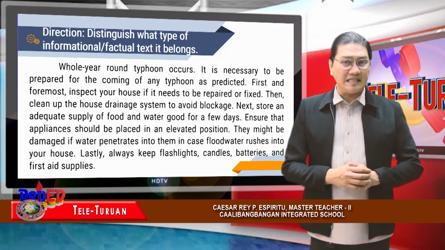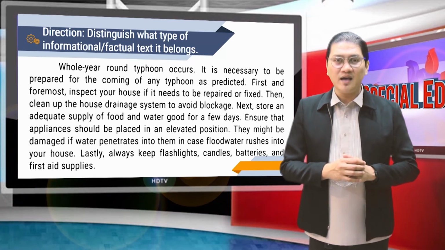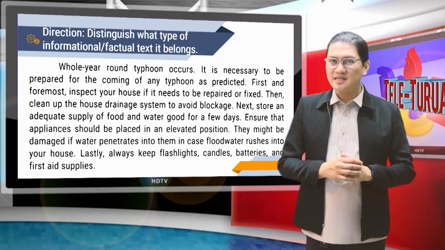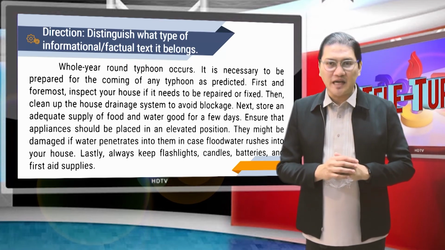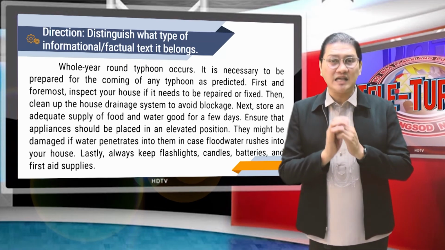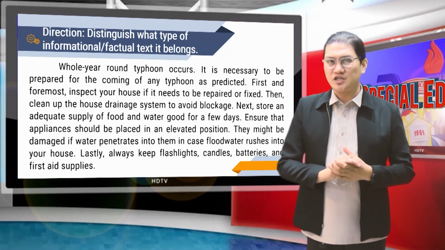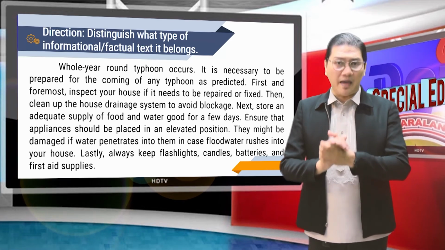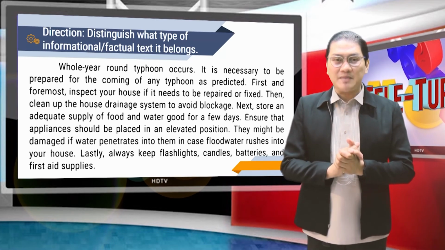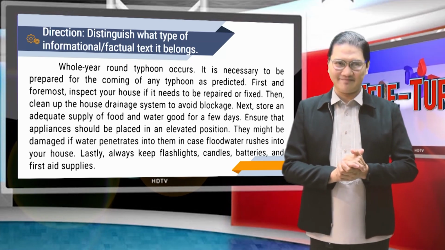First and foremost, inspect your house if it needs to be repaired or fixed. Then, clean up the house drainage system to avoid blockage. Next, store an adequate supply of food and water good for a few days. Ensure that appliances should be placed in an elevated position. They might be damaged if water can penetrate into them and in case floodwater rushes into your house. Lastly, always keep flashlights, candles, batteries, and first aid supplies.